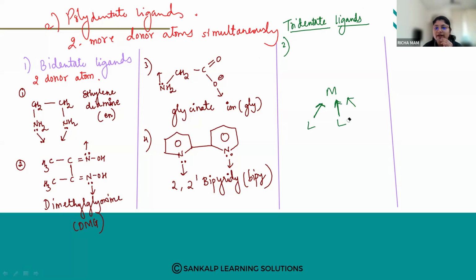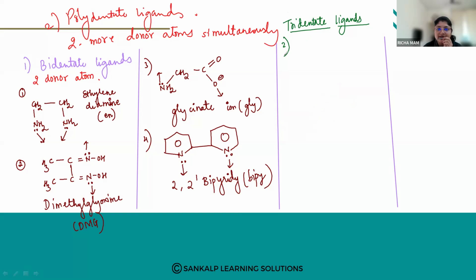Okay, so there is only one ligand. In that one ligand itself, three donor atoms are there. So this is called a tridentate ligand. One more time, I'll repeat: the ligand having three donor atoms, and hence forming three coordinate bonds with the central metal ion, will be called a tridentate ligand.